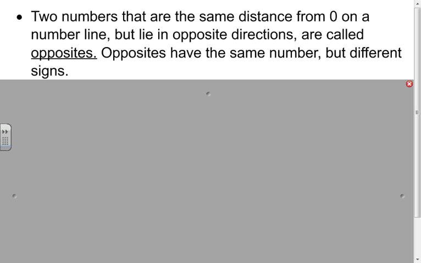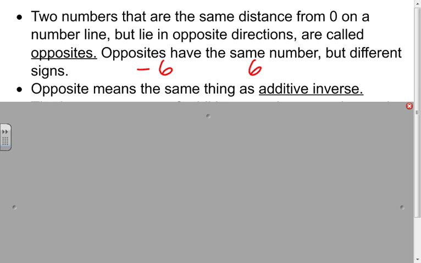Two numbers that are the same distance from 0 on a number line, but are in opposite directions, are called opposites. Opposites have the same number, but different signs. So for example, negative 6 and positive 6. If I put those on a number line, they'd both be exactly 6 places away from 0. So those are opposites. Now, there's another term that we can use instead of opposite. Opposite means the same thing as additive inverse.